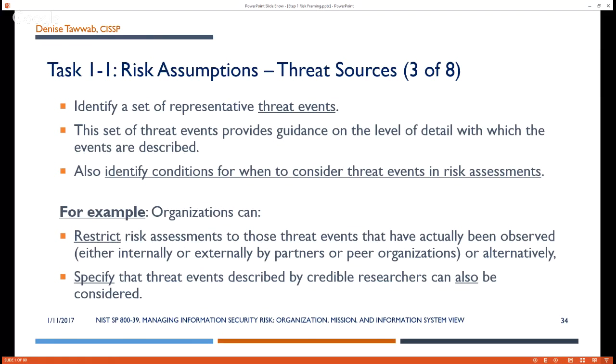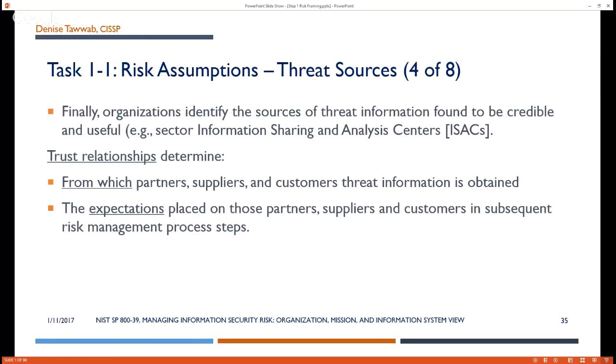So they're threat events that we know are out there somewhere, or we know that are being researched. We haven't seen them yet, but we're going to address those. So you have to make those decisions. What are we going to target when we set up our information security program? What are we protecting against?